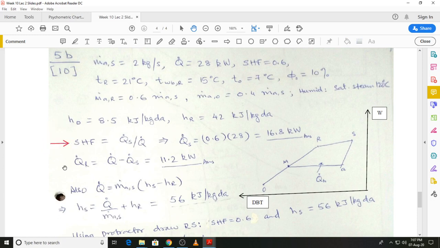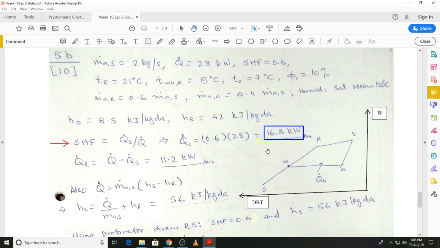and we know that the sensible heat factor is the ratio of the sensible heat loss or heat gain divided by the total heat loss or heat gain. We are given the total heat loss as 28 kilowatts and the sensible heat factor is 0.6. So the sensible heat loss from the space is 16.8 kilowatts, as shown over here.